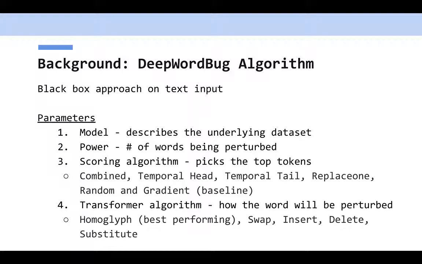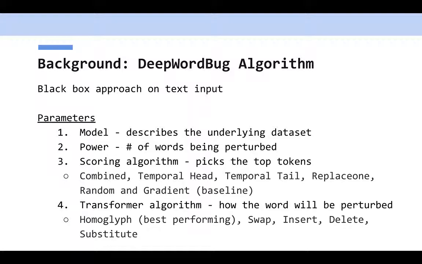So the model describes the underlying data set. There are 7 of them, and they range from news sites to Yelp ratings to Amazon ratings, etc. The power indicates the number of words being perturbed. The scoring algorithm picks the top tokens and ranks them, and there are multiple different types, including the random and gradient baseline algorithms. And finally, the transformer algorithm.